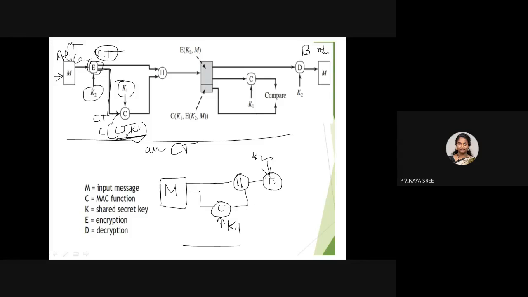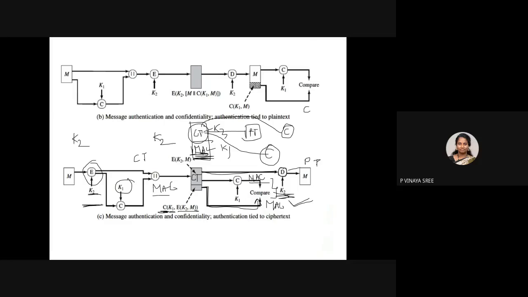Answer, anyone fast? Think about it. Here is an Alice. I am not showing Bob. Alice wants to send a message. What is Alice doing? Alice is sending this message directly to the MAC function. Means what? Is it plain text or ciphertext? Plain text. Yes. So authentication is tied to plain text.